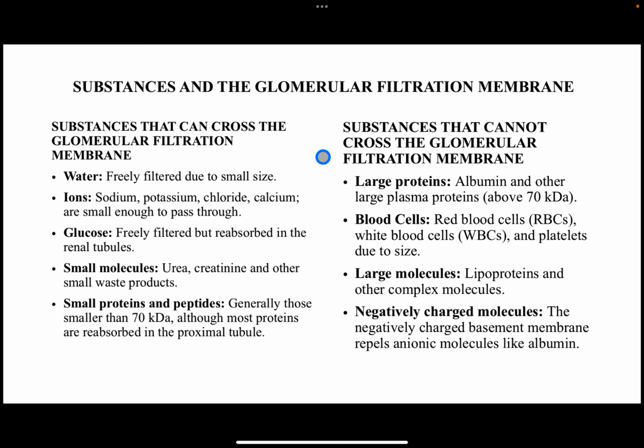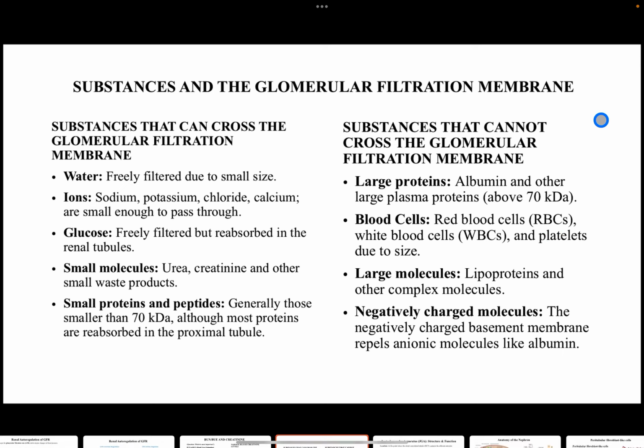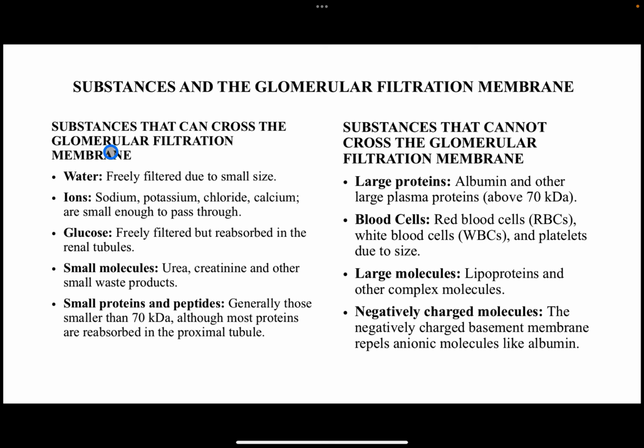Now, this slide is showing substances and the glomerular filtration rate. So on our right, we have substances that can cross the glomerular filtration membrane, and on our left, we have substances that cannot cross the glomerular filtration membrane. With the substances that can cross the glomerular filtration membrane, we have water, we have ions, we have glucose, we have small molecules, and then we have small proteins and peptides.